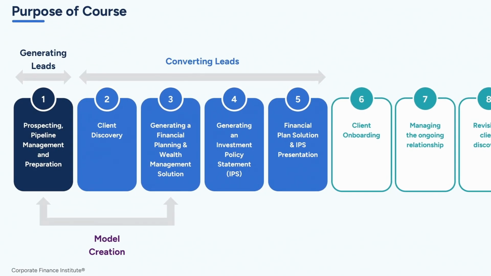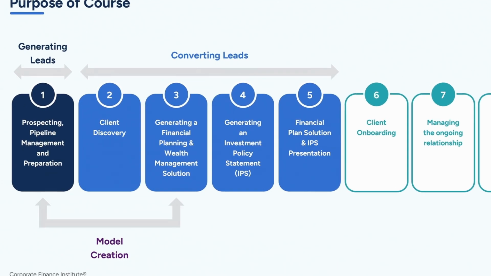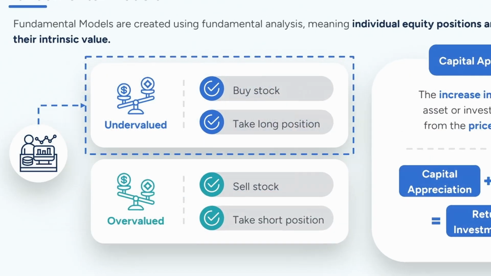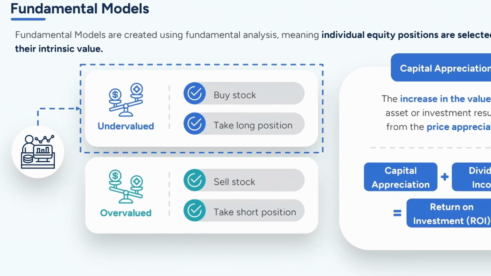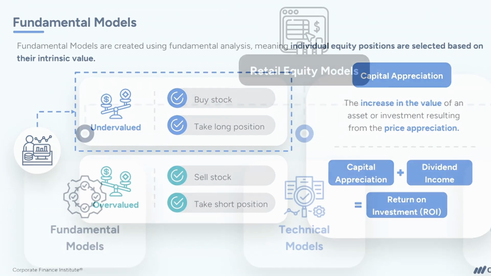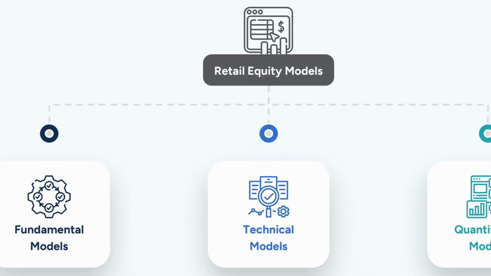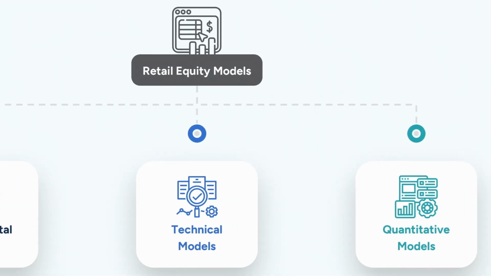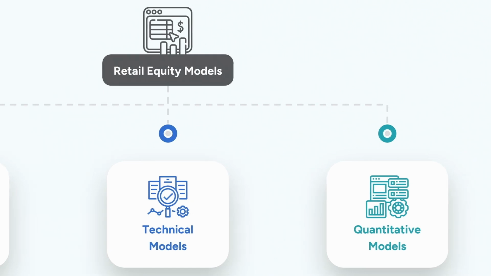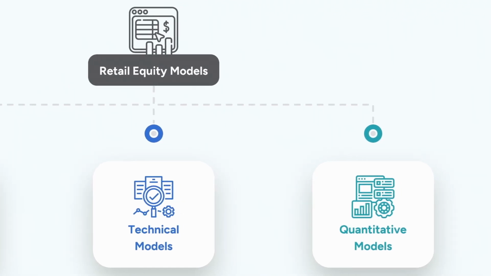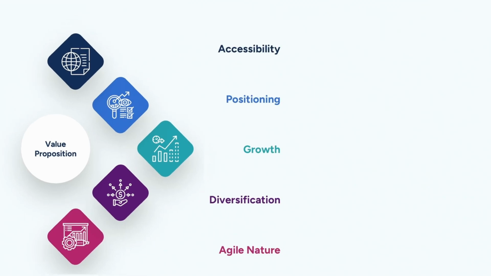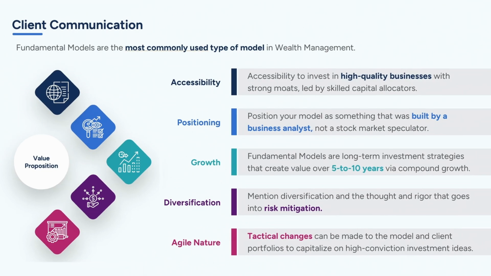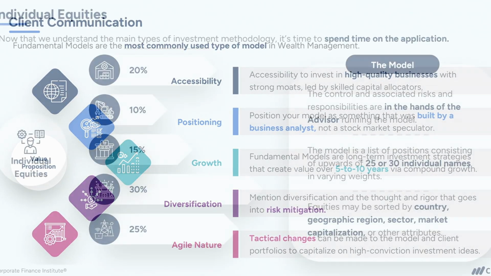Let's quickly recap what we covered today. We started things off by discussing the importance of the model-based investment approach in a modern wealth management practice. We then ran through three main types of equity models: fundamental models, technical models, and quantitative models, and got into some of the details around how they're constructed so that you can start to think about which of these types of models best fit with your wealth management practice and your investment philosophy. We also covered some sales and communication tips that you can use with your clients and your prospects when discussing these types of models in your daily meetings.